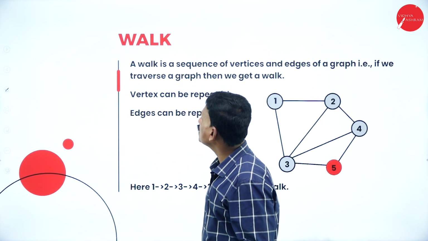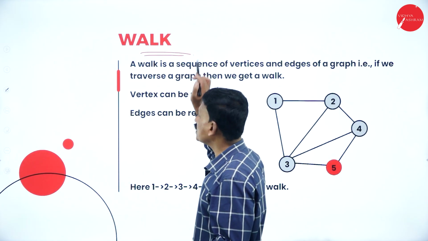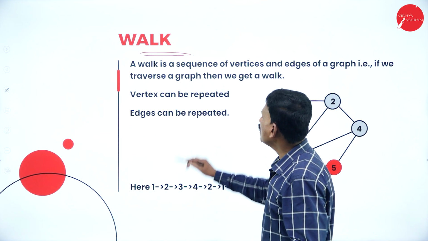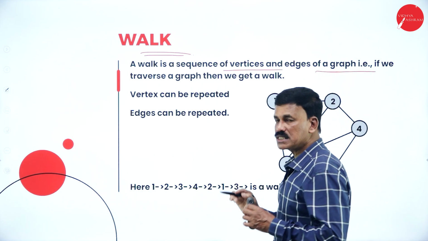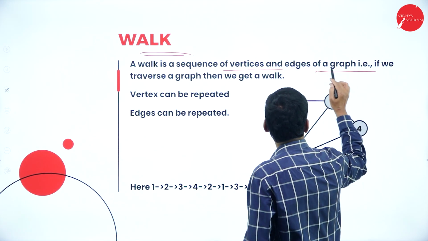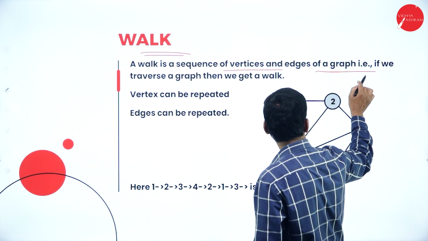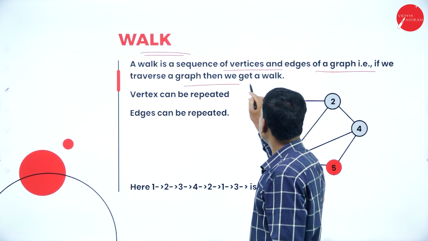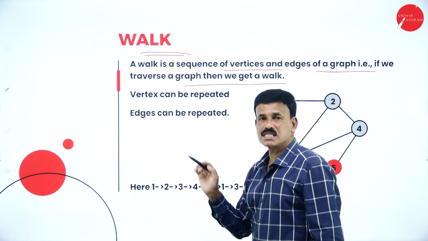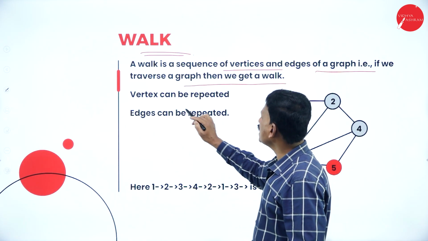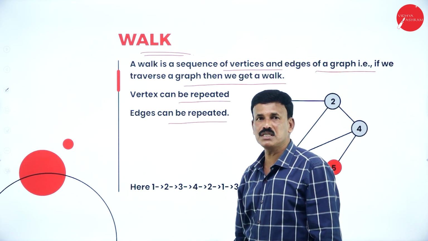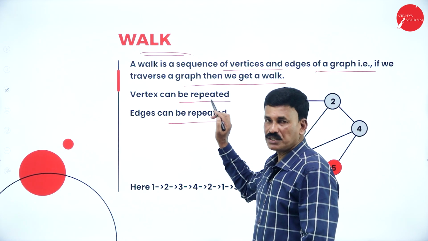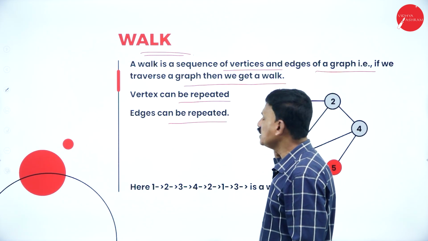Next, let us come to the walk. This is a very important concept. A walk is a sequence of vertices and edges of a graph. That is, if we traverse a graph, then we get a walk. The traversal is called the walk. A vertex can be repeated, whereas edges cannot be repeated.